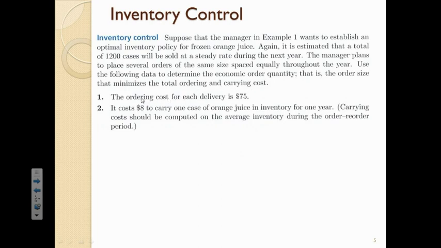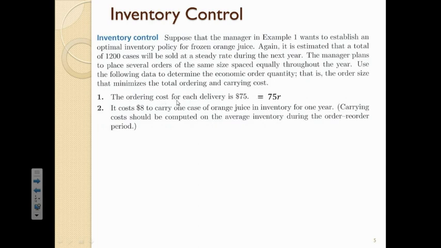Now, we find out that the ordering cost for each delivery that we do is $75. And this we know from before. It costs $8 to carry 1 case of orange juice in inventory for 1 year. And it tells us that the carrying cost should be computed on average inventory. Now, when you're working for a company, you will know which method you're using. You'll always calculate it on average, or you'll always calculate it on maximum inventory. For the homework and on the exams, you'll be told which method to use. You just need to know whether to use X for maximum inventory or to use X divided by 2 for average inventory. In this case, we're going to use X divided by 2.